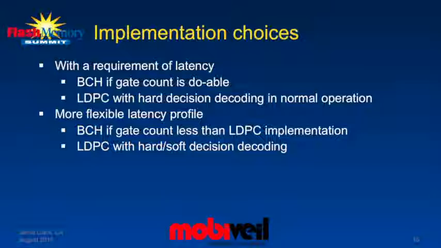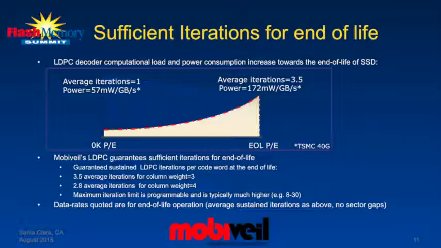If you are more flexible, then of course it's just simply a trade-off, right? BCH or LDPC based upon power and gates. And then if LDPC wins that, then you can use both hard and soft decision decoding because of course the latency doesn't change a lot. In our world at Mobiveil, we have an LDPC IP, and it has these characteristics in TSMC 40G.